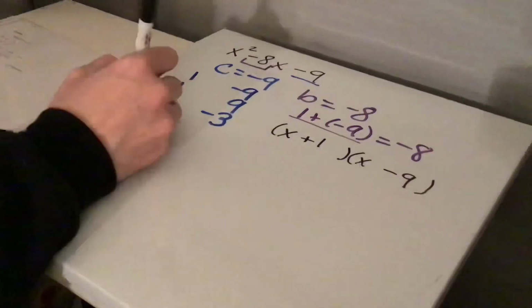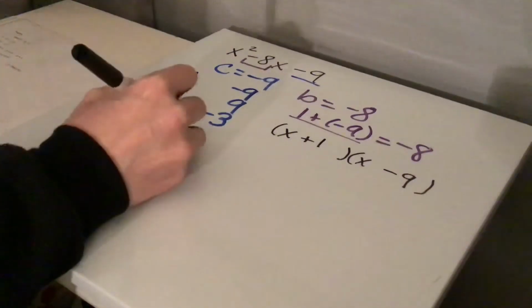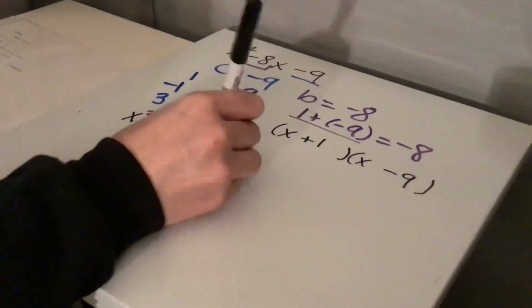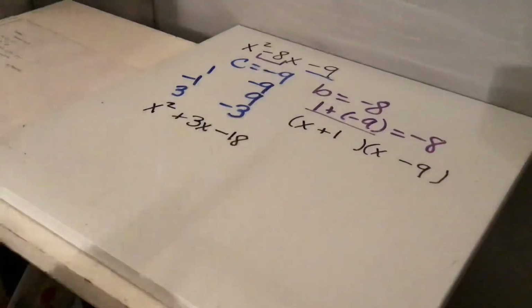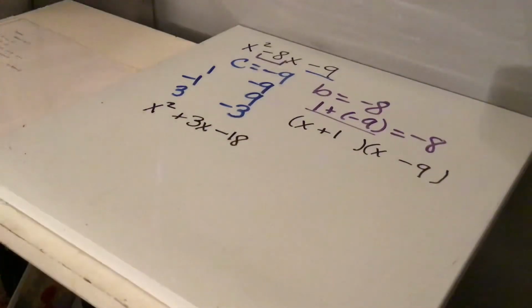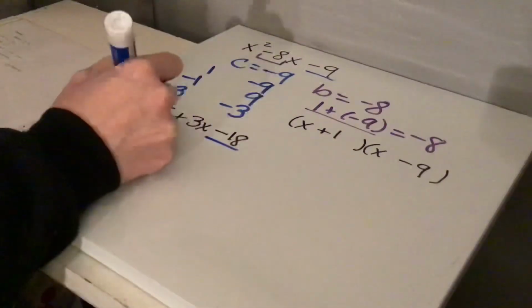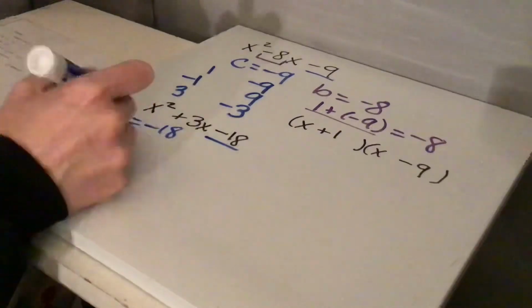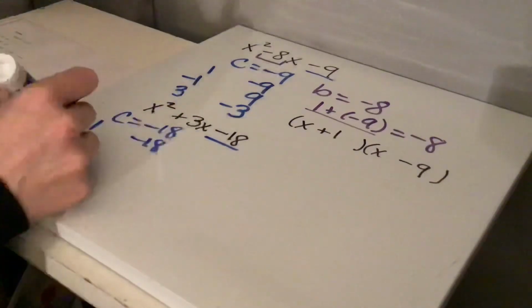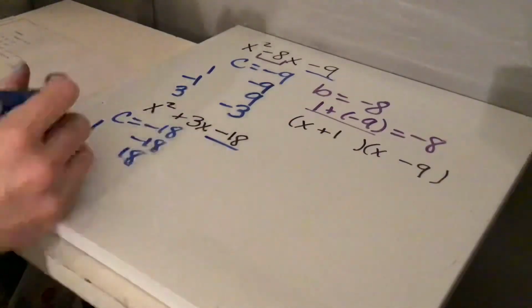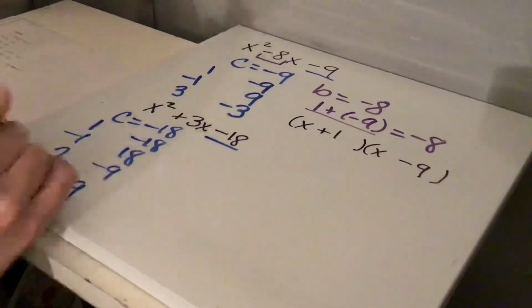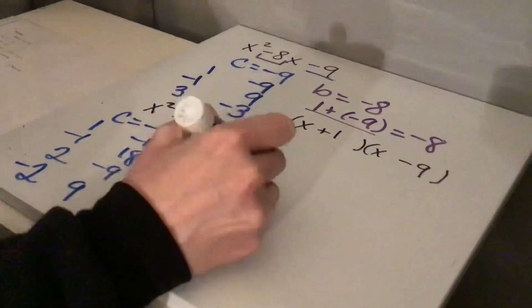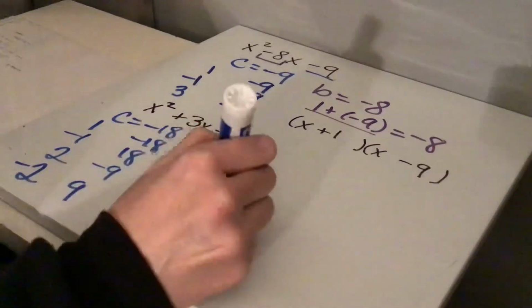Last one. So we have x squared plus 3x minus 18. Start with your constant, right? In this case, it's negative 18. So what are factors of negative 18? 1, negative 18, negative 1, 18, 2 and negative 9, negative 2 and 9, 3, negative 6, negative 3, and 6.